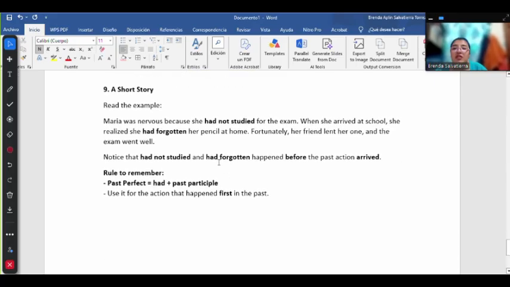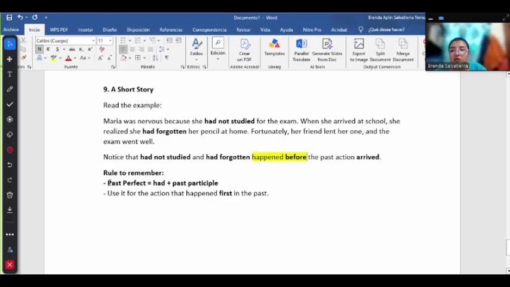Okay, and finally we have a short story here. Maria was nervous because she had not studied for the exam. When she arrived at school, she realized she had forgotten her pencil at home. Fortunately, her friend lent her one, and the exam went well. Notice that had not studied and had forgotten happened before the past action arrived.